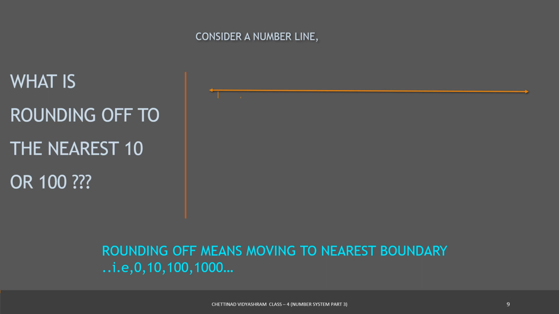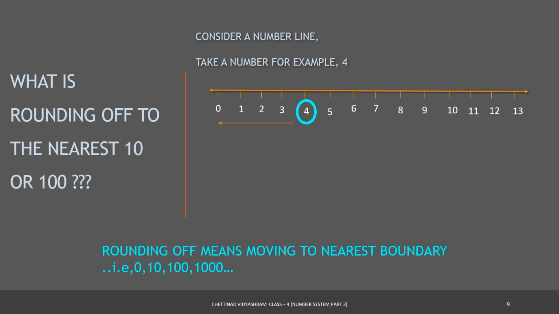Consider a number, for example 4. Now find out whether 4 is close to 0 or it is close to 10. Yes, it is close to 0, right? So the number 4 is rounded off to 0, which is the nearest boundary for 4.